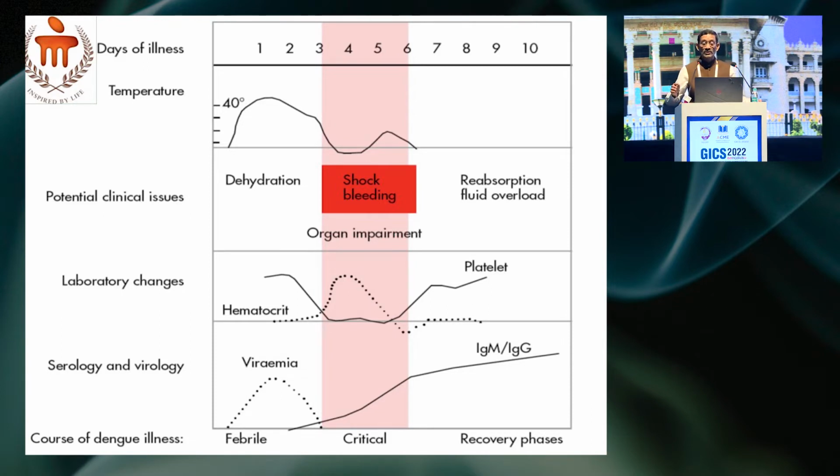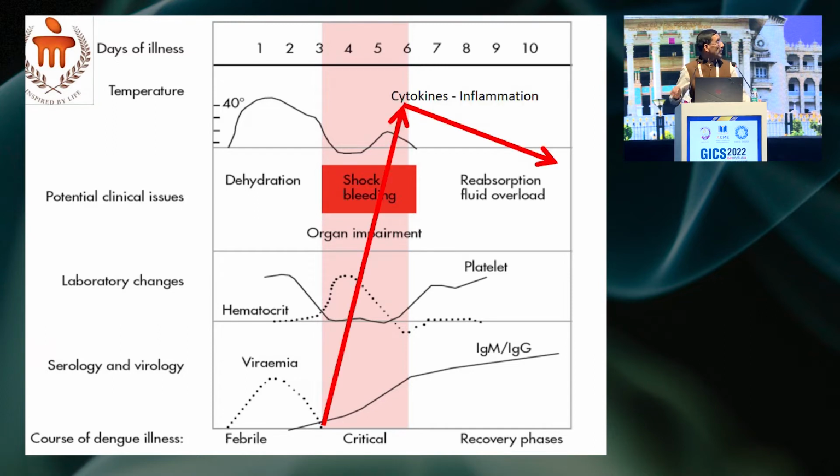And from this point onwards, either the patient recovers and gets into recovery phase or succumbs to the illness. So the critical phase wherein there is capillary leak and other associated conditions is a phase where we should be very careful. And what we know now is that this additional component of cytokine-induced inflammation starts by around 3rd or 4th day, peaks by about 5th or 6th day, and then slowly comes down.